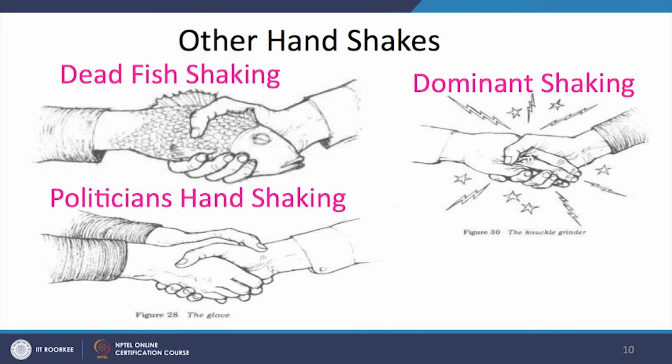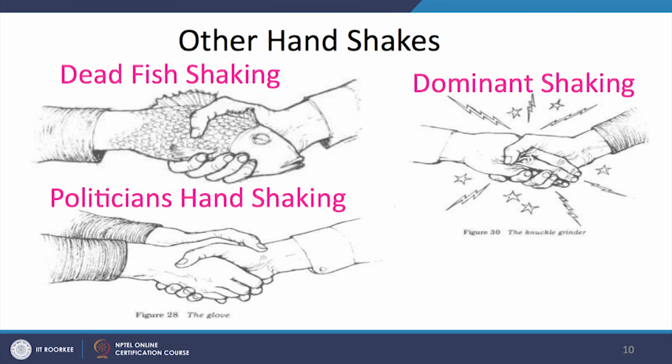The second is a dominant shaking. Now, look at this picture. Sometimes when representatives of two countries meet together and discuss things, it also depends on the way somebody shook hands in the beginning and the way somebody shook hands towards the end.